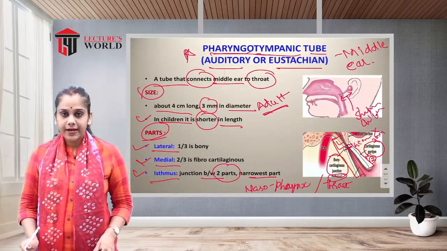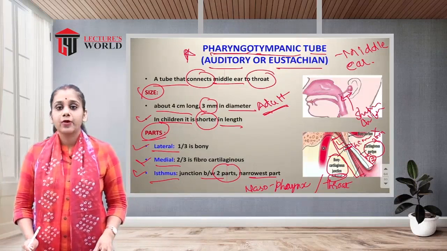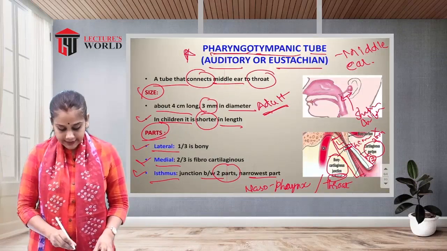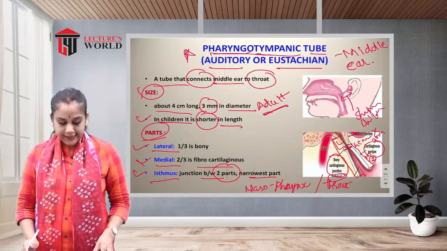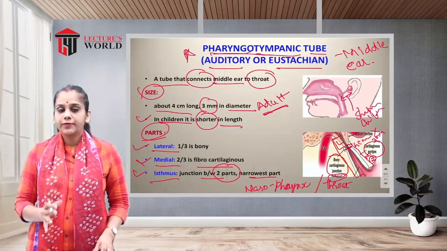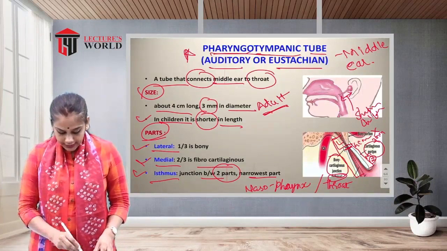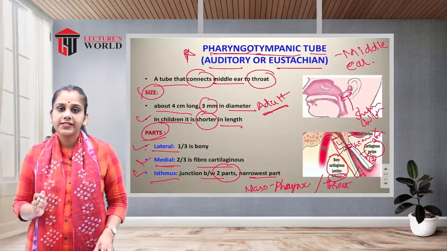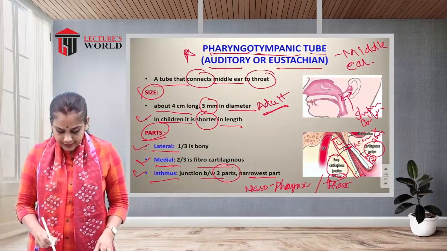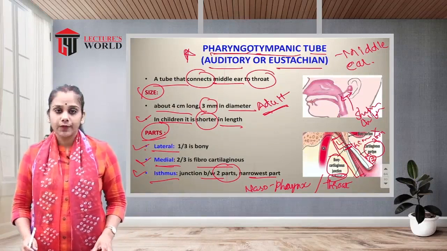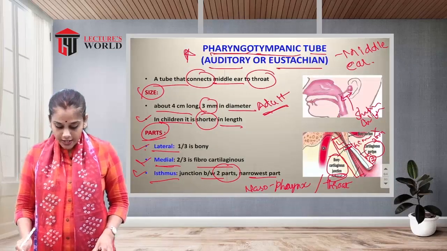So there are three parts: the lateral portion that is made up of bone, then the second portion, the medial portion, that is made up of fibrocartilage, and the third one, the isthmus, that is the portion between the lateral and the medial portion. It is the narrowest portion of the eustachian tube. So this is the structure of the eustachian tube, or auditory tube.